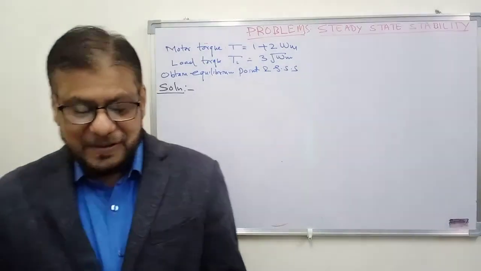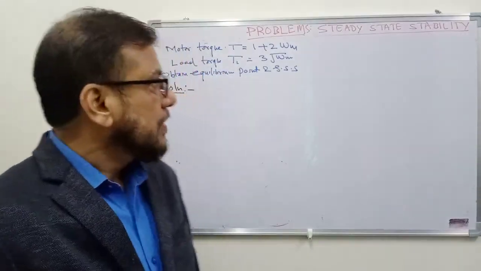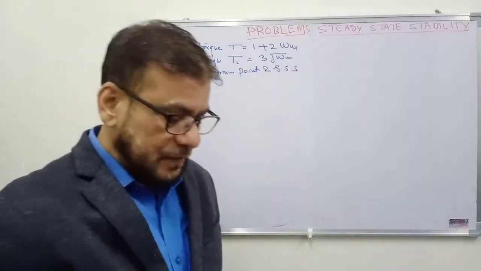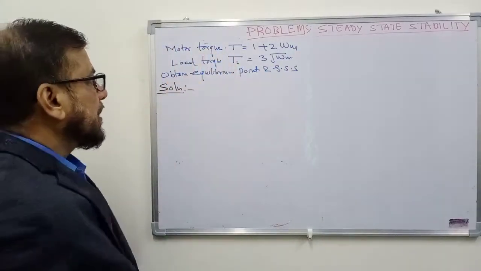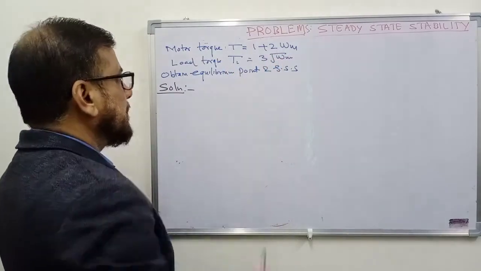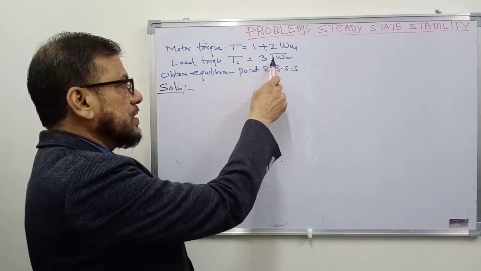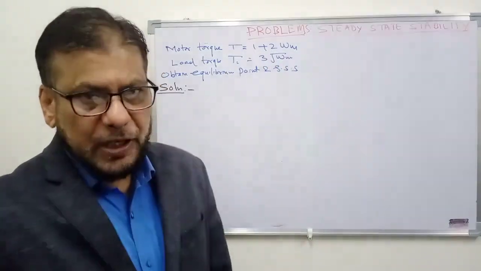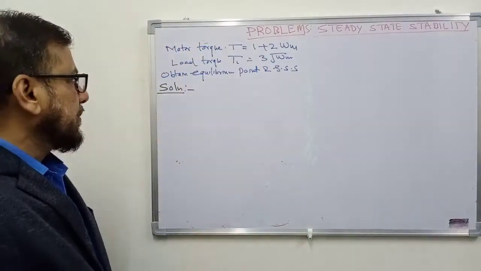Hello students, let us take one problem on steady state stability. The problem is that the motor torque is given by the equation T equal to 1 plus 2 omega m, where the load torque is given by Tl equal to 3 square root of omega m. So these are the motor and load characteristics.